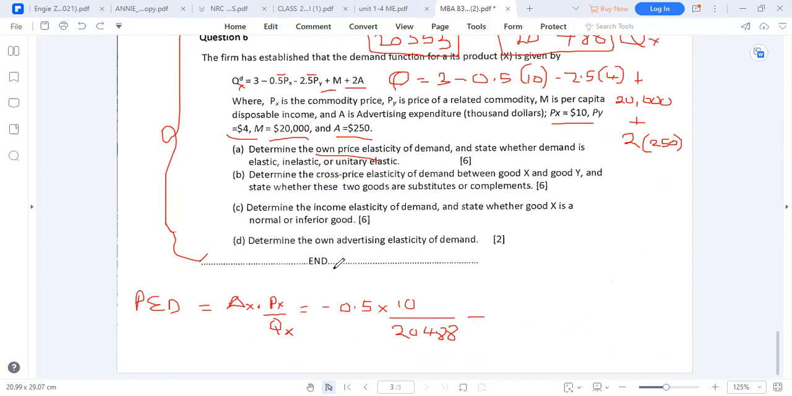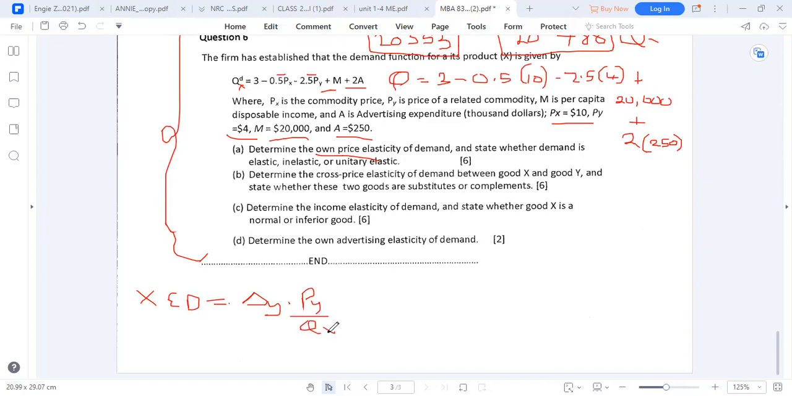Then let's go to cross price elasticity. Cross price elasticity is looking at what? Crossing between two goods, X and Y. So this is XED. What's the formula? Gradient for good Y times the price for good Y over quantity of good X. What is the gradient for good Y? Negative 2.5.